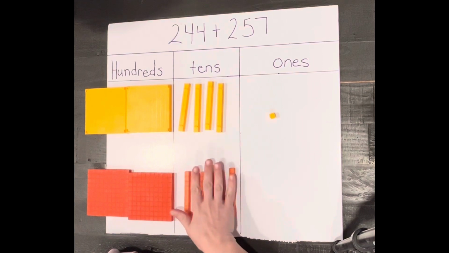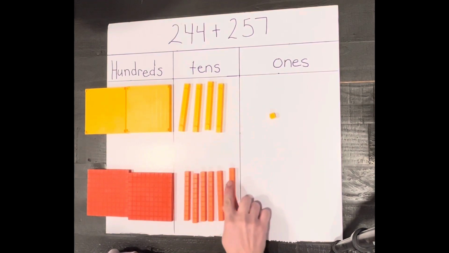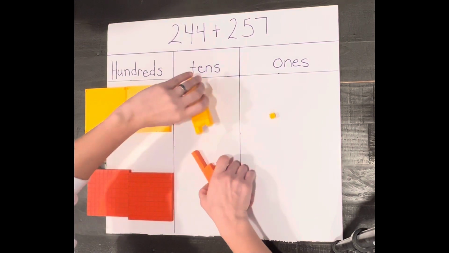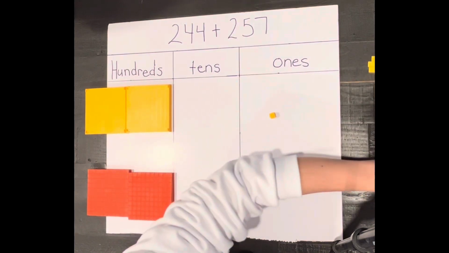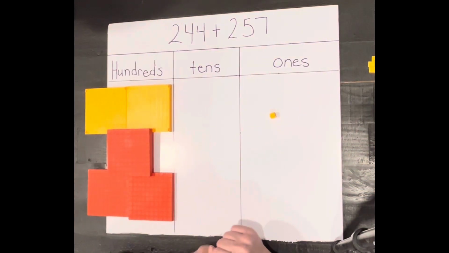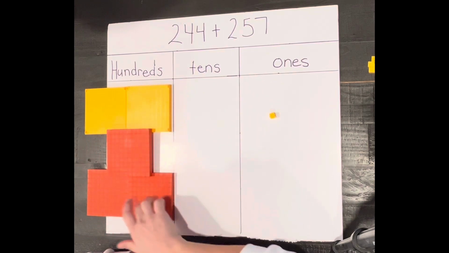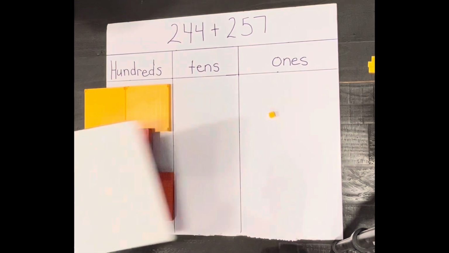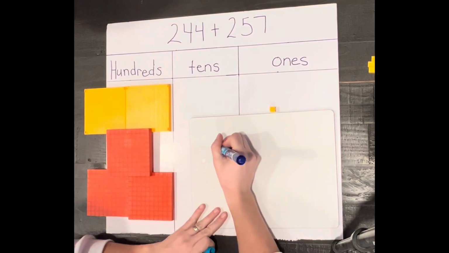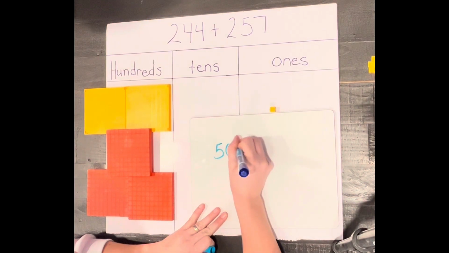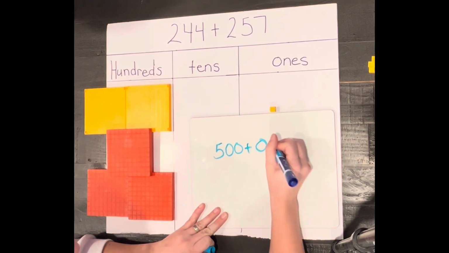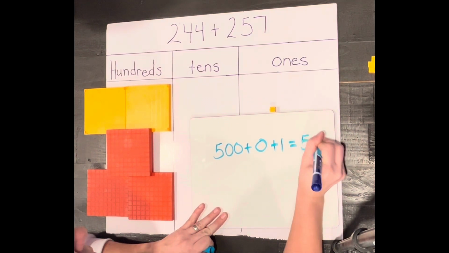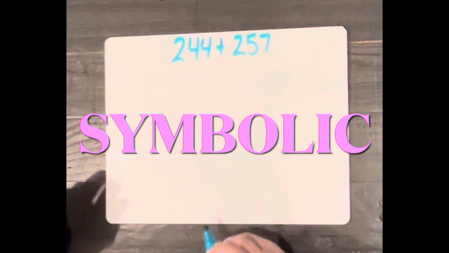And now we're going to go to our tens place, and we can go 1, 2, 3, 4, 5, 6, 7, 8, 9, 10. So all of these can go, and we'll bring in another 100. So now we have 1, 2, 3, 4, 500. 0 tens and 1 ones. So now we're going to add that up together to equal 500 plus 0 tens plus 1 equals 501.